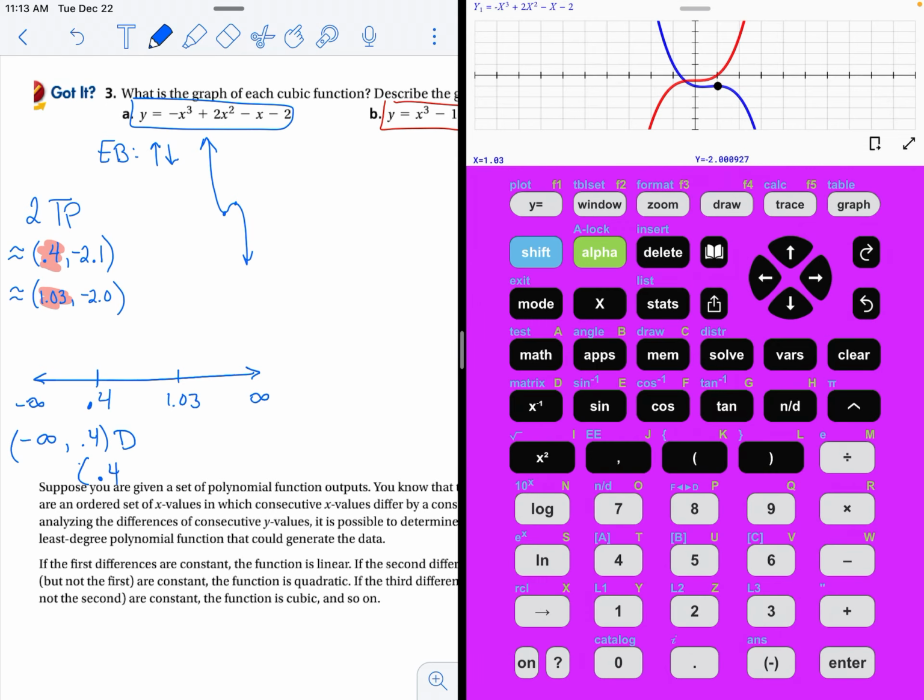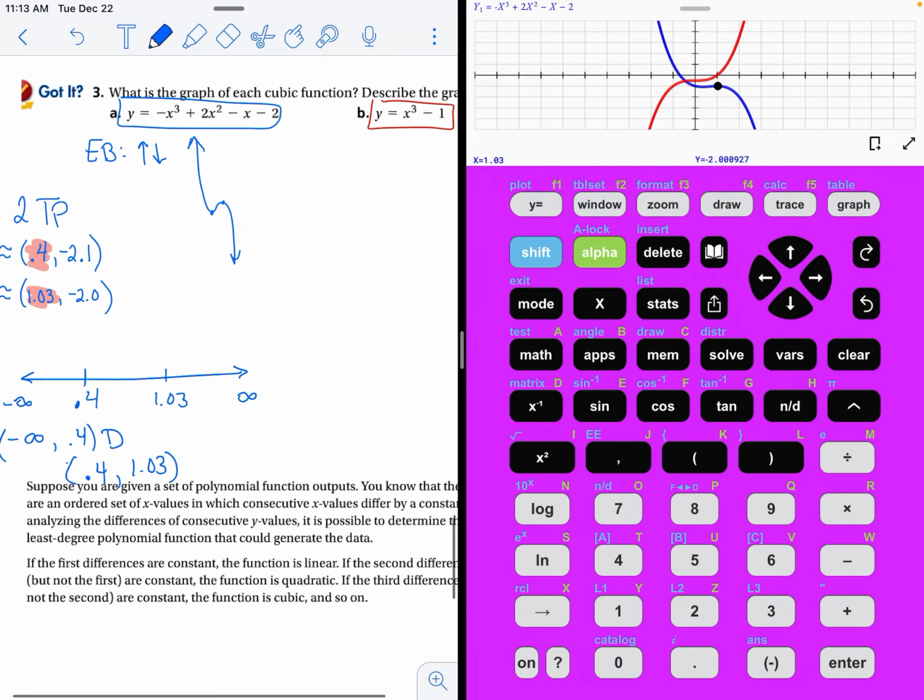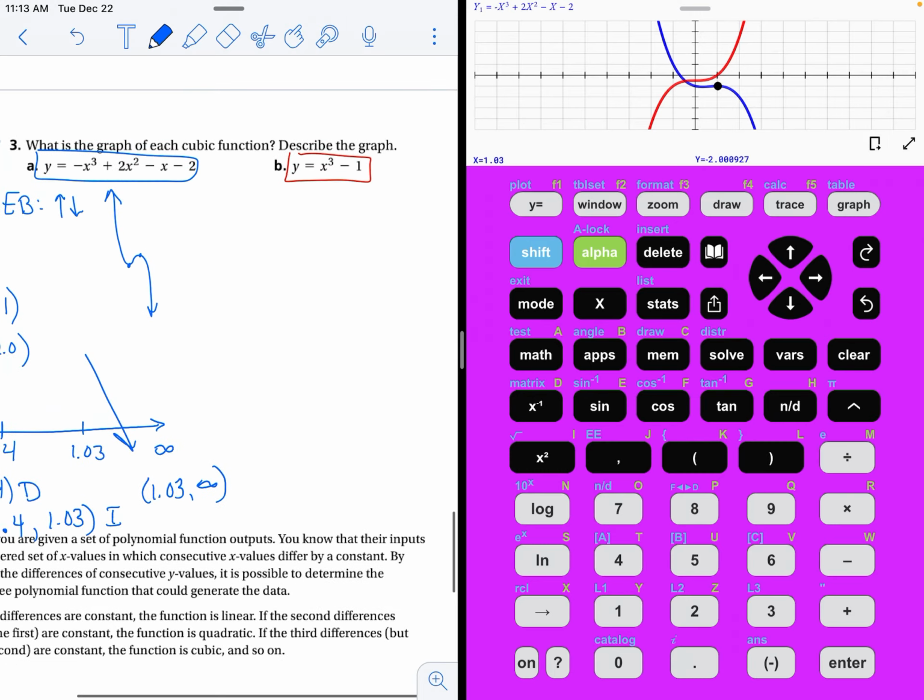From 0.4 to 1.03, it takes a little shot up right here, so that's increasing. And then from here it starts going down again, so it is decreasing from 1.03 to positive infinity. Again, if I had a real TI calculator that I knew everyone had, we could use exact numbers, but we're going to have to use approximations on these.